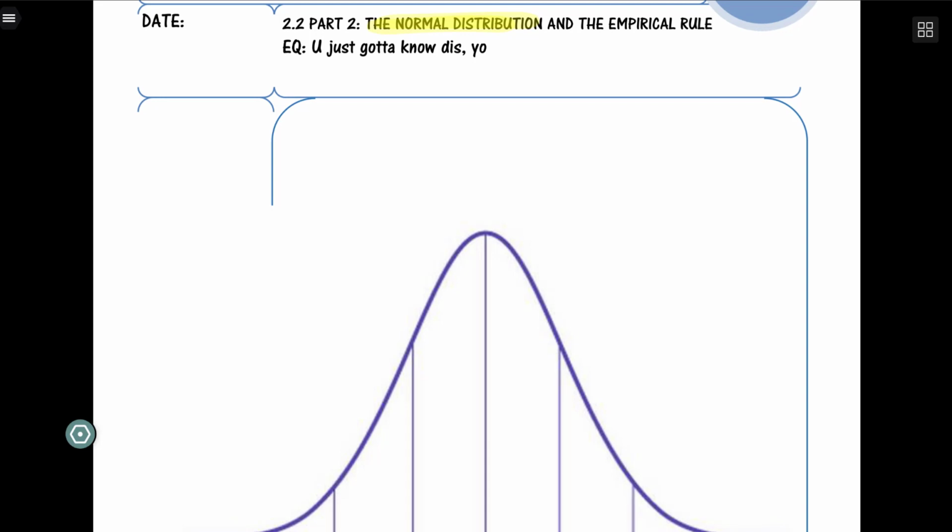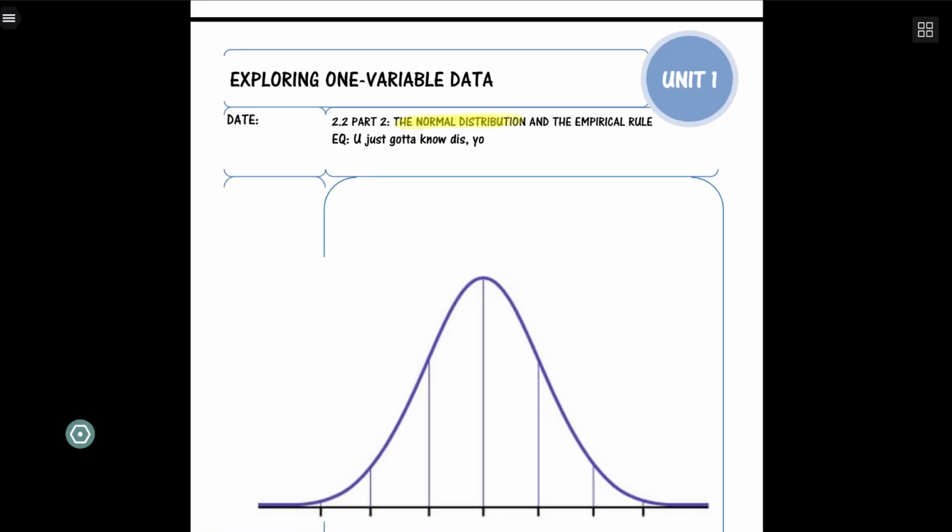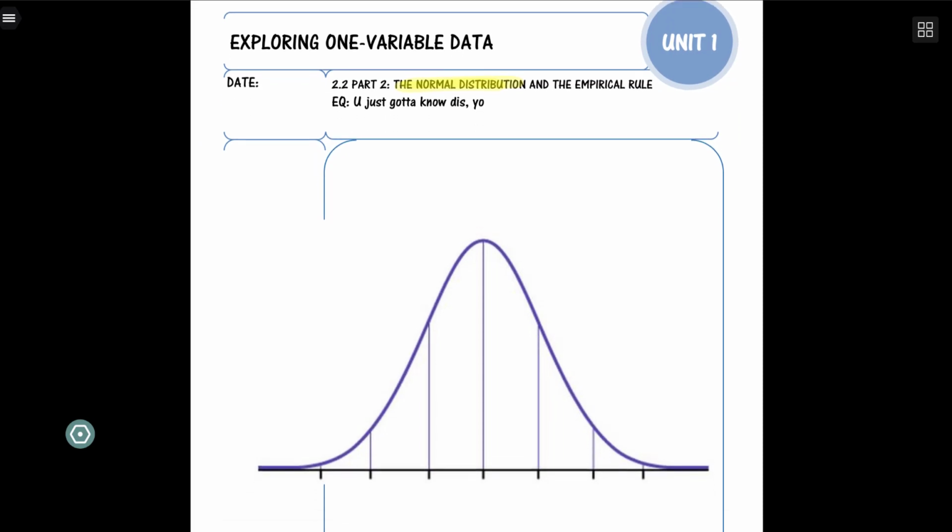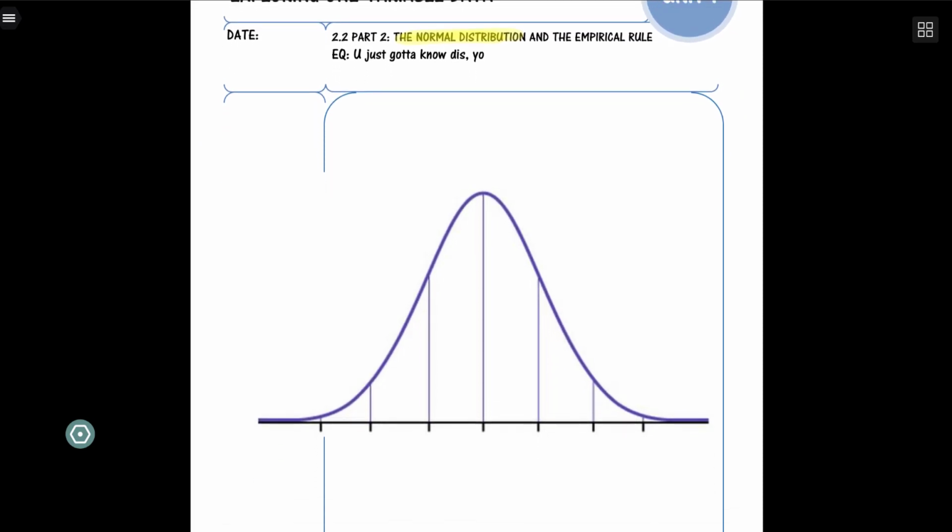More than that, it follows some very specific rules, and we will touch on those rules here in just a little bit. I'm going to zoom out just to give myself a little bit more room and make sure everything is visible. The normal distribution follows what's known as the empirical rule. So the empirical rule is also known as the 68, 95, 99.7% rule.